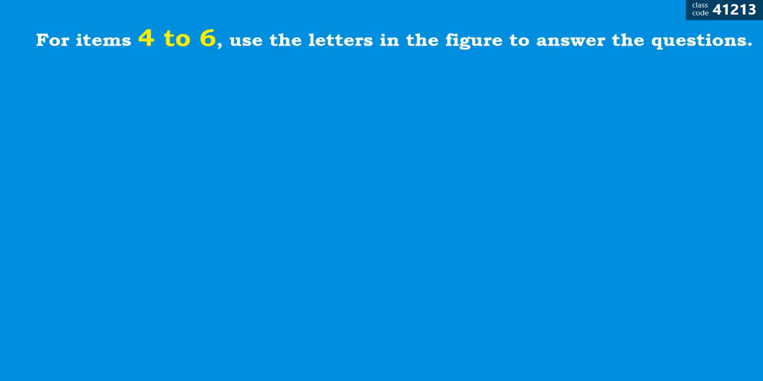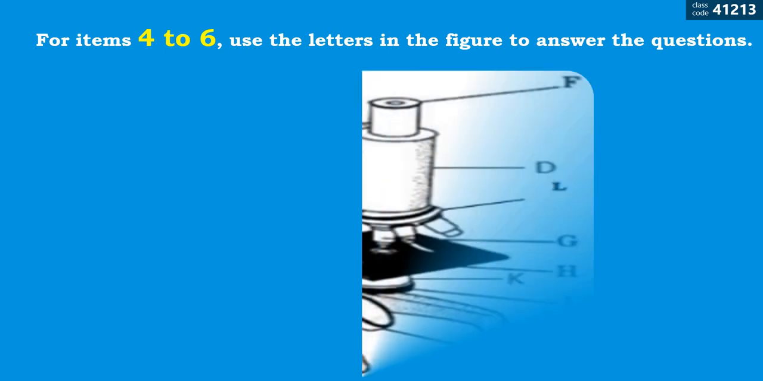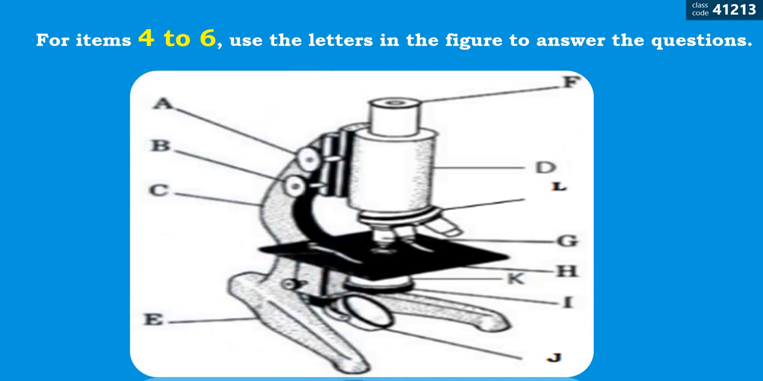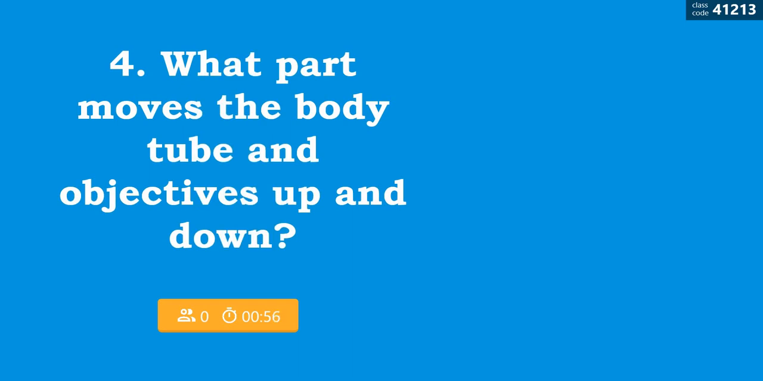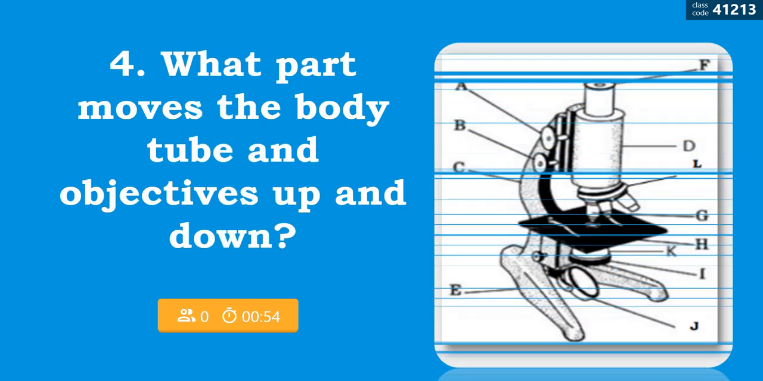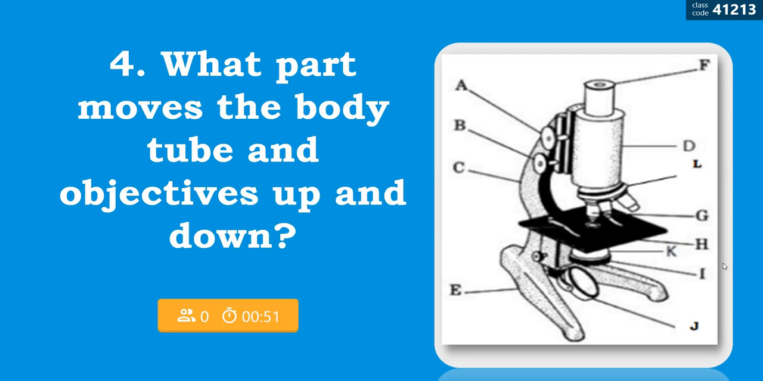This is for items 4 to 6. Use the letters in the figure to answer the questions. Okay, given the figure of the microscope with letters corresponding to each part. So what part moves the body tube and objectives up and down? What part? So you have A, B, C, D, E, F, G, H, I, J, K, L. So we have up to L.